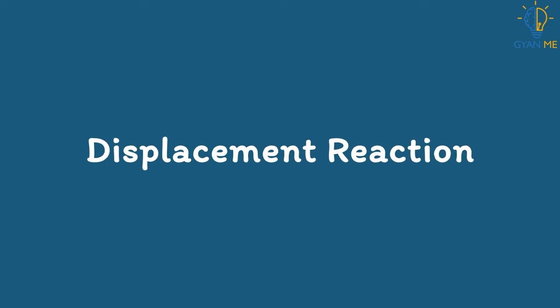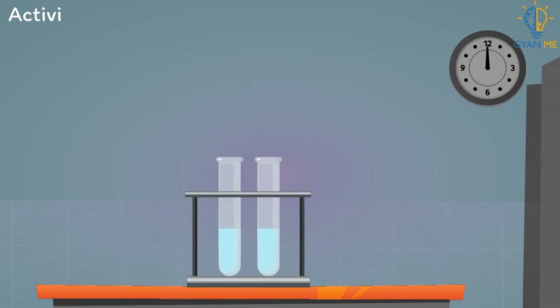Today, we will discuss displacement reaction. So let's do an activity to understand displacement reaction. Take approximately 10 ml copper sulfate solution in any two test tubes and mark them as A and B.